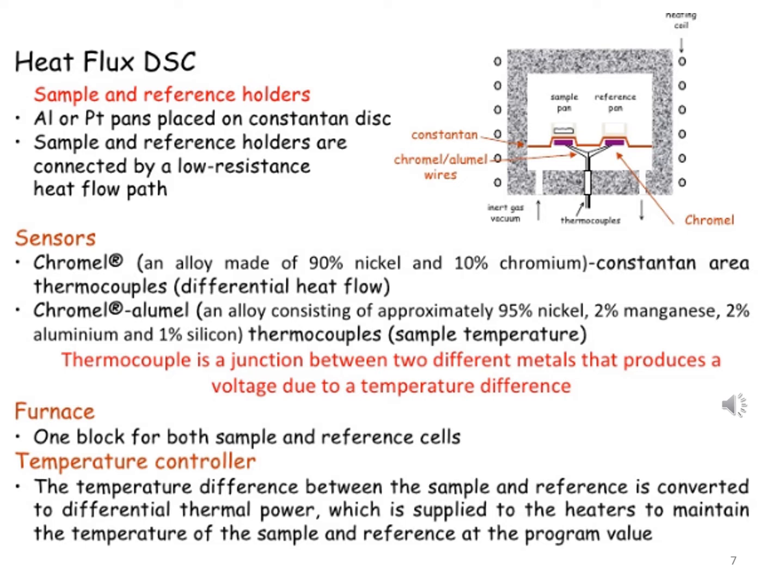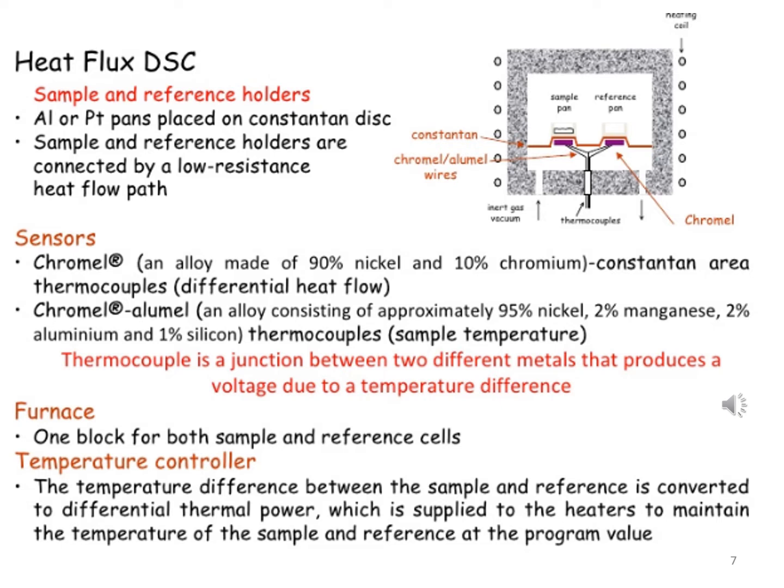Thermocouple, what is a thermocouple? It's actually a junction. It is a connection between two different metals that produces a voltage due to temperature difference. So a sensor could be made up of chromel, or of constantan, or a mixture of chromel and constantan if we need a differential heat flow. And it could be made up of only alumel, or of chromel and alumel, if we want to measure the sample temperature.